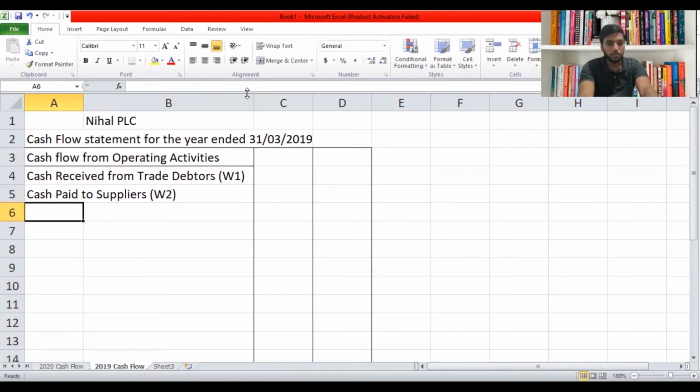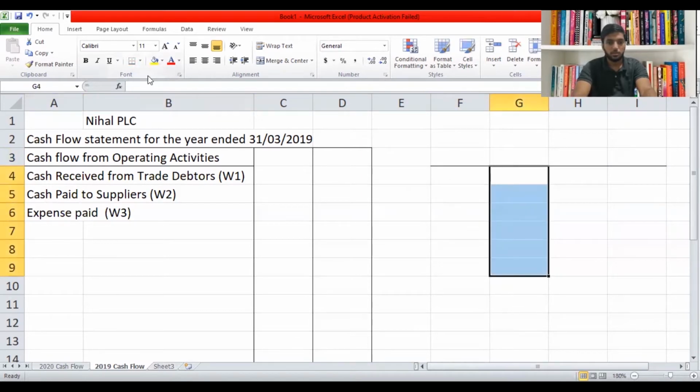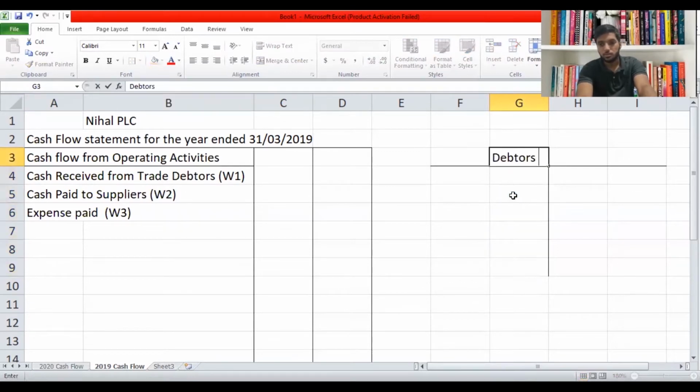And then we have the third one, operating expense or expense paid. Working number 3. Now I'm gonna find out these workings. What I'm gonna do is I'll write here the values, cash received from debtors. I just want to write debtors account. Start with the brought forward and carried forward.